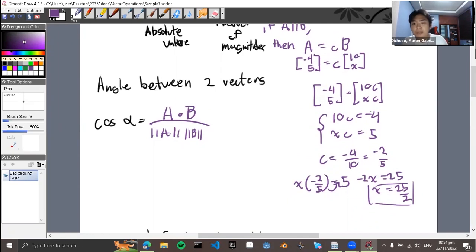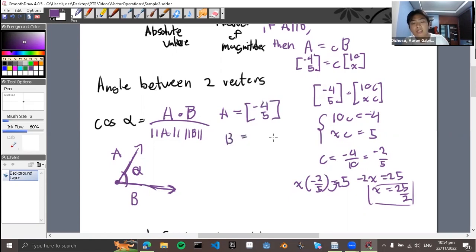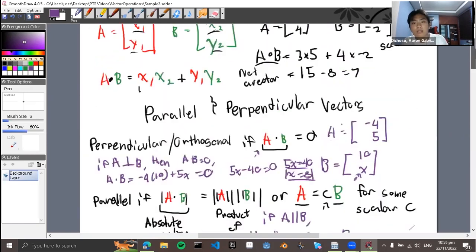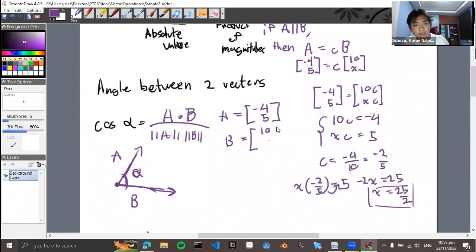Other relationships that can be found using the dot product and magnitude are the angles between two vectors. So let's say you have A here and B and C. Let's try out the example given kanina. Let's say A is 4, 5, and B is 10, 5. Ganyan. Let's say we have these two vectors and we'll try to find the angle between them.